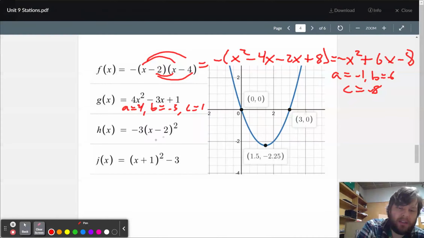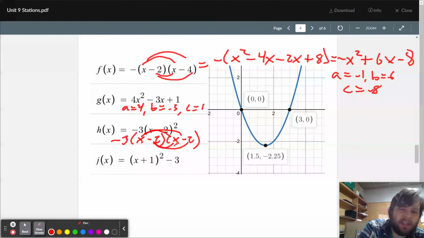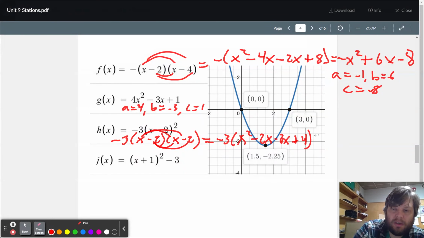If you look at h of x or j of x, you can do a very similar thing. When x minus 2 is squared, it means you write it down twice like that. So you go x times x, times negative 2, negative 2 times x, negative 2 times negative 2. So x squared minus 2x minus 2x plus 4.